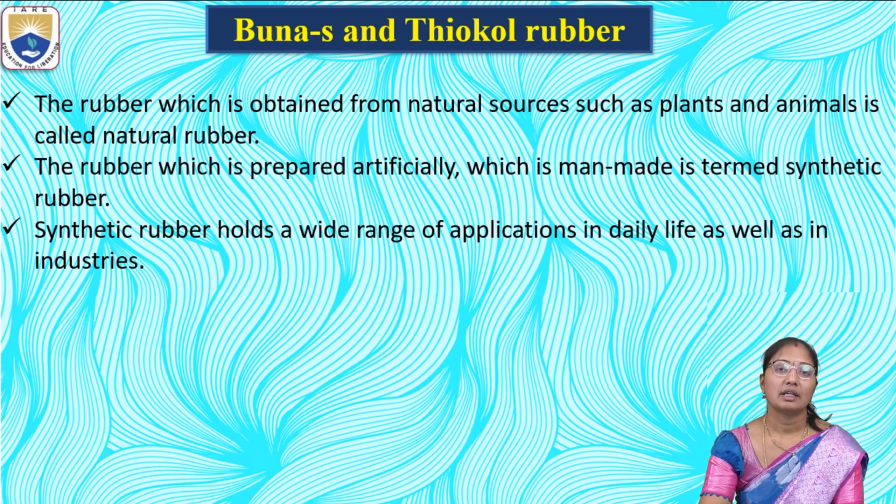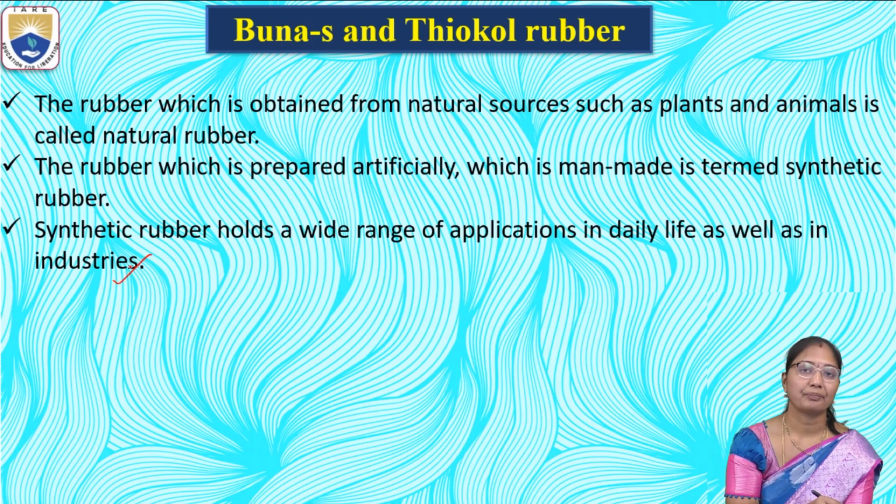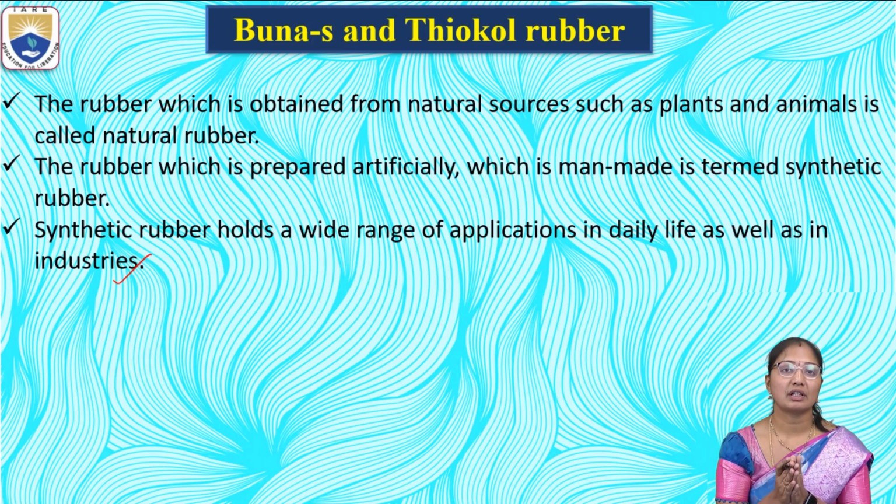What is rubber? The rubber which is obtained generally from natural sources, especially from plants, is called natural rubber. The rubber which is prepared artificially, meaning man-made, is called synthetic rubber. Synthetic rubber has a wide range of applications in daily life as well as in industries. Elastomers are nothing but polymers which have the elasticity property.